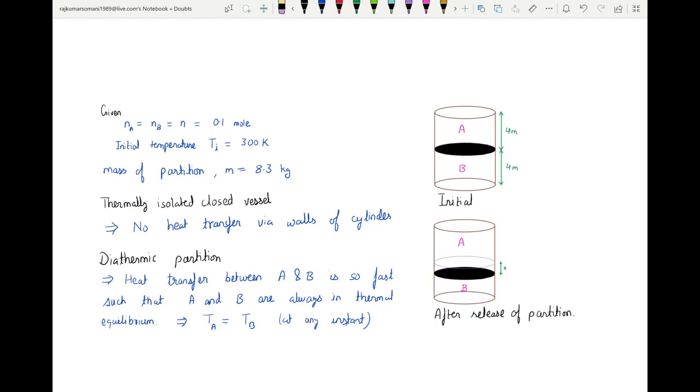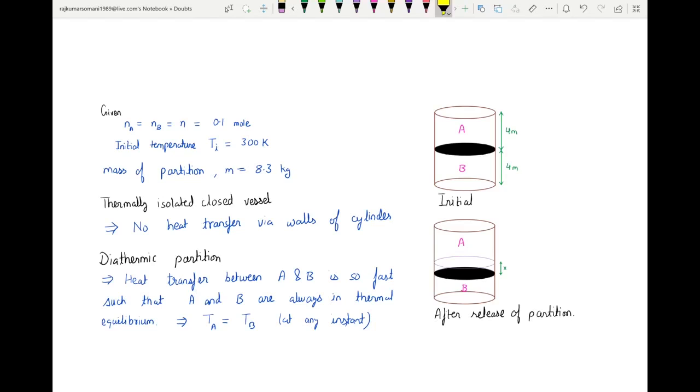Other than that, it is also given that the number of moles of the ideal gas in each of these chambers is 0.1, and the initial temperature is 300 Kelvin. Mass of partition is also given, 8.3 kg. So definitely it means that the partition is initially not in equilibrium. It is being held there. After releasing, it's going to come down.